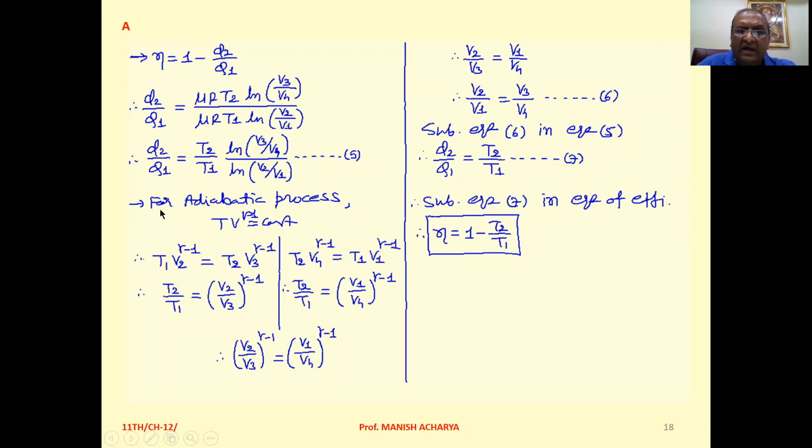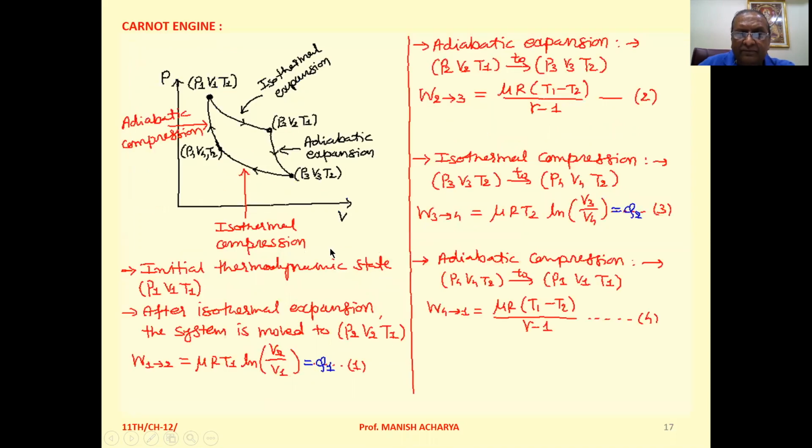Equation number 5. Now for adiabatic processes, we discussed that T V raised to gamma minus 1 is constant. So T1 V2 raised to gamma minus 1 is equal to T2 V3 raised to gamma minus 1. For this Q2 and Q1, these two processes, this is written. So here, don't write T1 V1. According to these processes, here you have temperature T1 and final volume V2. And then in the Q2 equation, we have taken temperature T2 and volume V3.